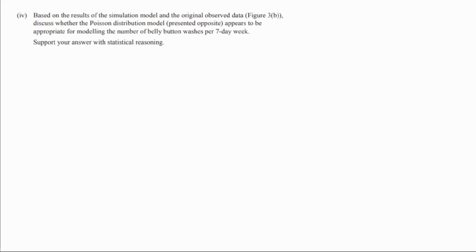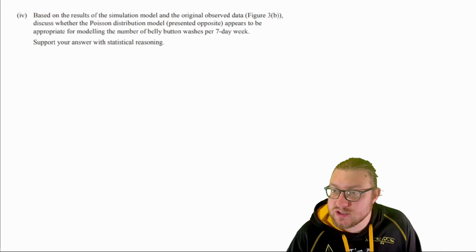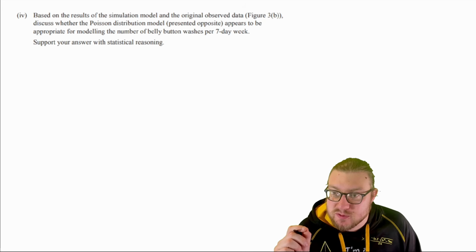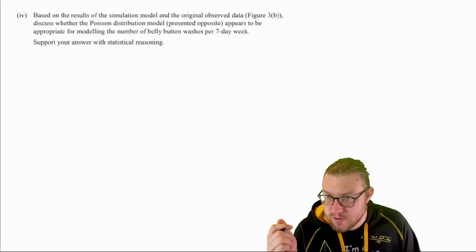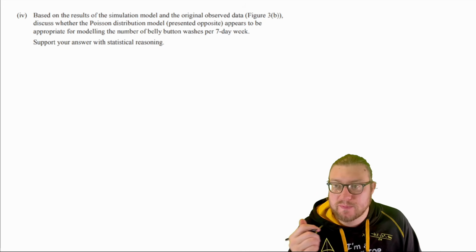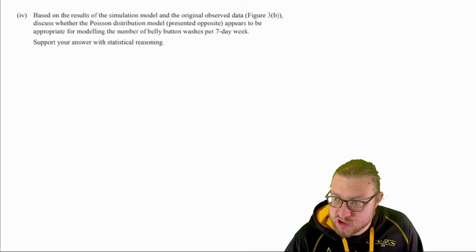Next question, we have based on the results of the simulated model and the original observed data in figure 3, discuss whether the Poisson distribution model appears to be inappropriate for modeling the number of belly button washes per 7-day week. So this is a straight up very easy solution here.